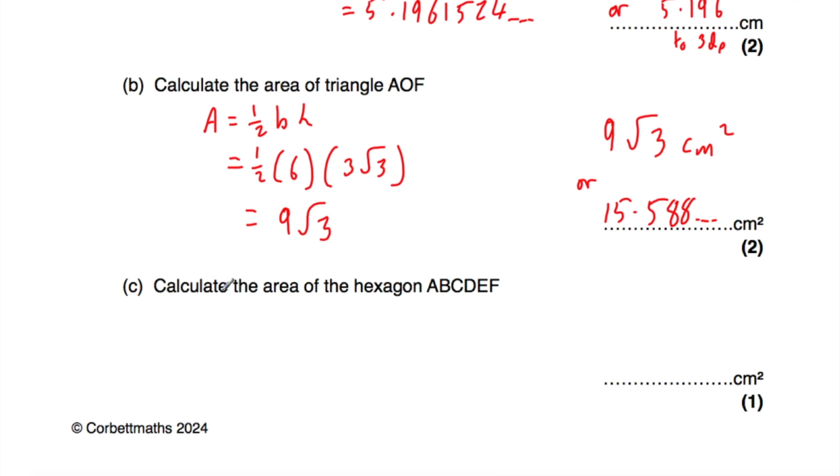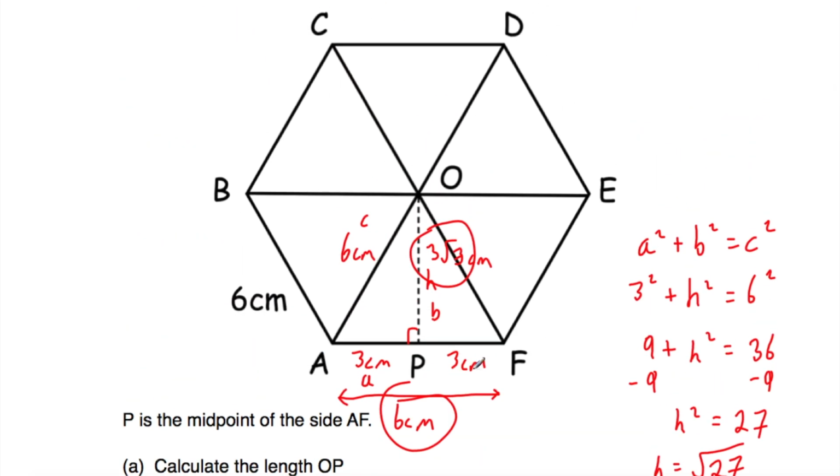Okay, and let's look at our last part. Part C says calculate the area of hexagon ABCDEF. So we want to find now the area of this whole hexagon. Now we've found the area of one of these triangles. The area of triangle AOF was 9 root 3. So that means that the area of this triangle at the top here is 9 root 3 centimeters squared. The area of this triangle, because remember they're identical, is 9 root 3 centimeters squared.